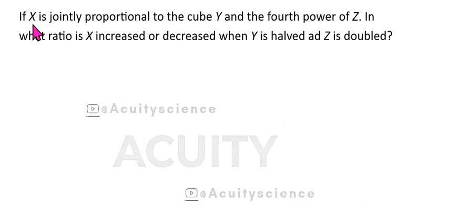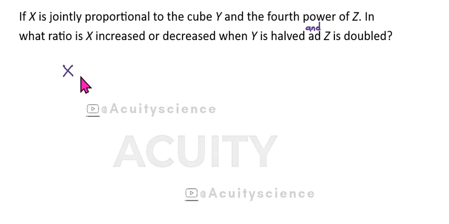If x is jointly proportional to the cube of y and the fourth power of z, in what ratio is x increased or decreased when y is halved and z is doubled? Okay, this is a very, very simple question. Let's just put it down so that you see it.